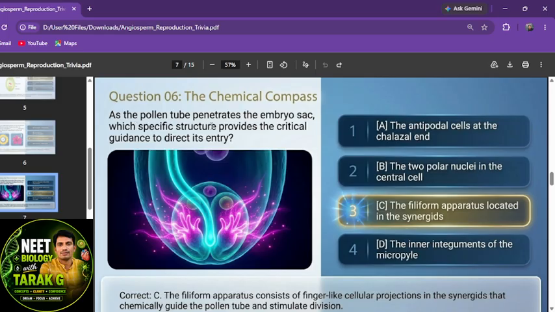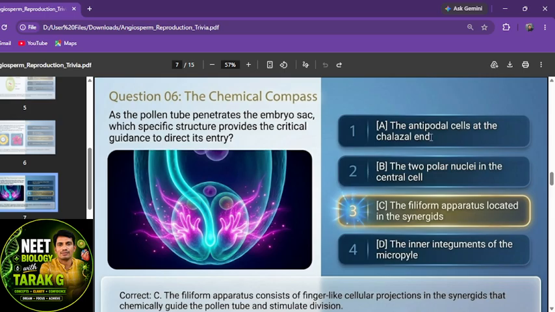As the pollen tube penetrates the embryo sac, which specific structure provides the critical guidance to direct its entry? It means when the pollen grain falls on the stigma, the tube will be formed, right? The tube should grow from the stigma through the style to the ovary, right? For that, which structure gives guidance?